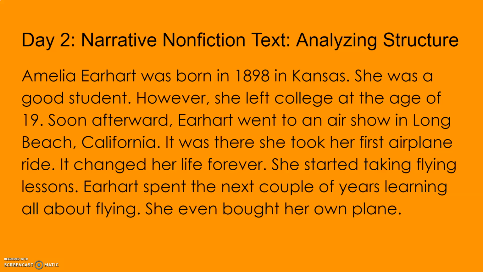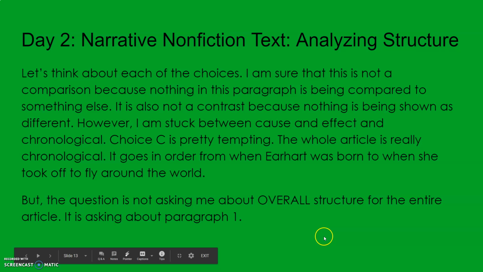Amelia Earhart was born in 1898 in Kansas. She was a good student. However, she left college at the age of 19. Soon afterward, Earhart went to an air show in Long Beach, California. It was there she took her first airplane ride. It changed her life forever. She started taking flying lessons. Earhart spent the next couple of years learning all about flying. She even bought her own plane.